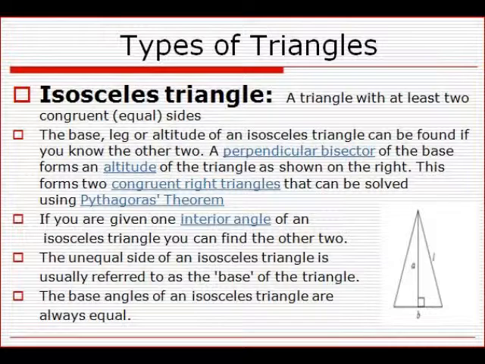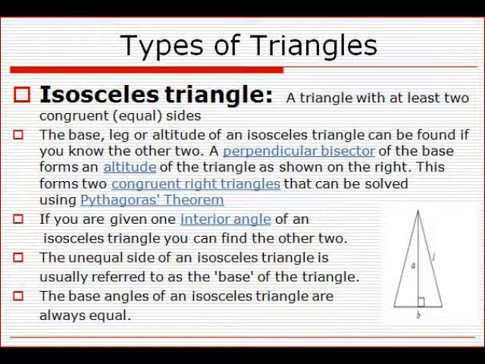To find the leg length given the base and the altitude, use the formula: the leg is equal to the square root of A squared plus (B over 2) squared, where B is the length of the base and A is the altitude. Or you can find the altitude given the base and leg. The altitude is equal to the square root of L squared minus (B over 2) squared. Again, where L is the length of the leg and B is the base.